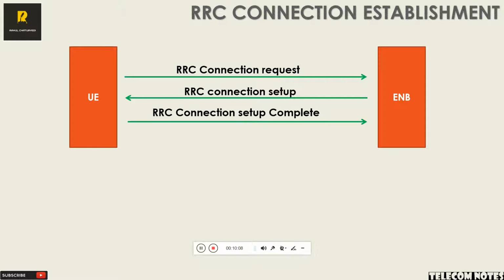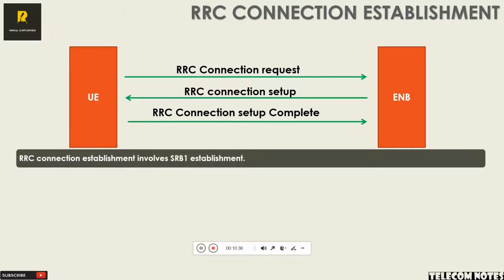Coming to RRC connection establishment, it's again from UE to E node B and then E node B to UE. The first one is the RRC connection request, where the UE is requesting the RRC connection from E node B, and then the E node B tries to set up the RRC connection, and when it has been set up, your UE sends the RRC connection setup complete message to E node B.